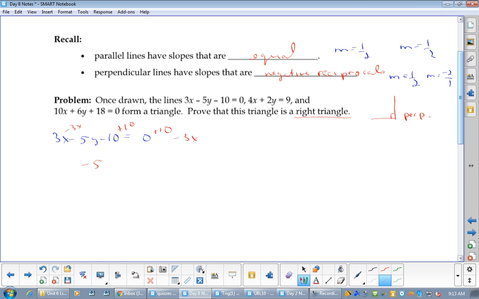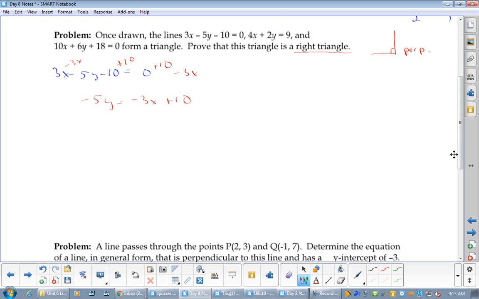So then I will get negative 5y equals negative 3x plus 10. I'm putting it in that order because I know mx plus b. Now the last thing is divide everybody, make sure you divide every term by -5. So y will equal 3/5 x minus 2. And it's positive 3/5 because a negative divided by negative is a positive. Okay, that's one line.